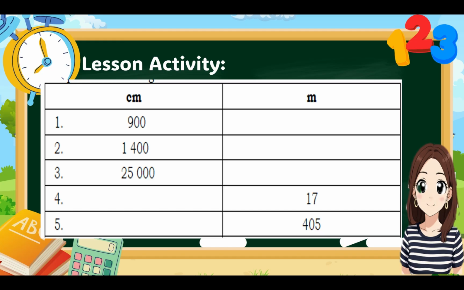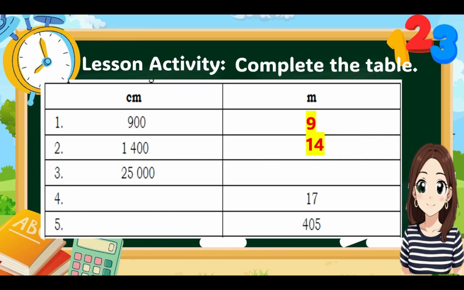Now for our lesson activity. Convert the following to complete the table. So first, 900. How many meters are there in 900 centimeters? Okay, that is 9 because we have to divide 900 by 100 and that will give us 9. Now 1,400 divided by 100 also, it will give us 14. Then 25,000 centimeters divided by 100, it will give us 250.